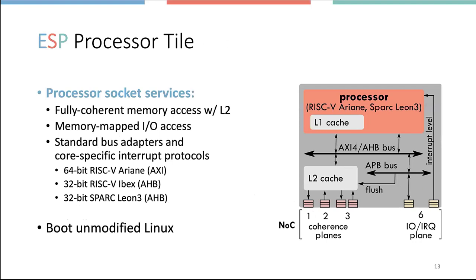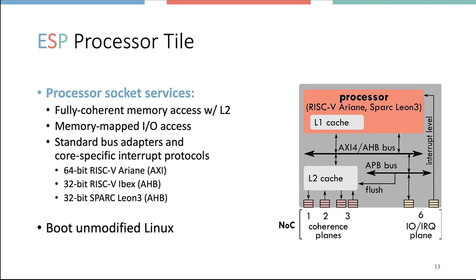Now, the processor tile follows a similar concept, except that here we have a few more ISA and processor specific components because that's the nature of the processor itself. So we have the same level two private cache that translates the level one cache protocol into the network-on-chip based, directory based protocol of ESP. And then we've got again the bus adapters to access memory, to access cache hierarchy, to access memory mapped registers and IO. And then on top of that, we have added some processor specific components, particularly for timer and interrupt protocols. So right now we're supporting three types of cores: RISC-V Ariane 64-bit, RISC-V Ibex microcontroller, and SPARC Leon3.